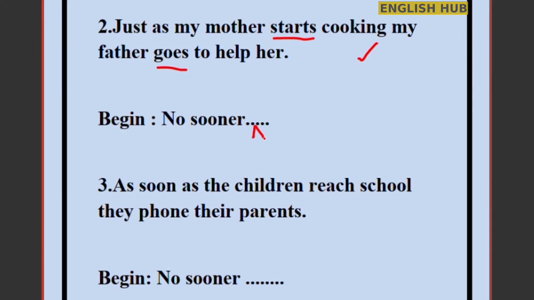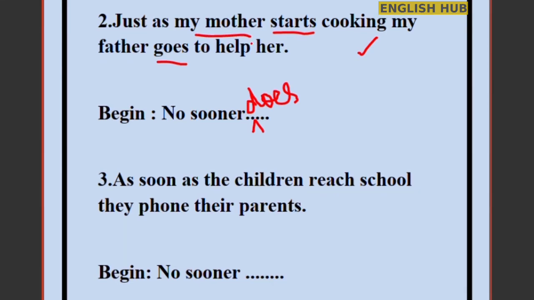So no sooner, what are the two forms you can use here? You can use only does over here. Why not do? Because it is my mother, singular. So with singular we use does. No sooner does my mother start cooking, no sooner is given, so than. No sooner does my mother start cooking than my father goes to help her. This is the only single kind. No other kinds are possible here.